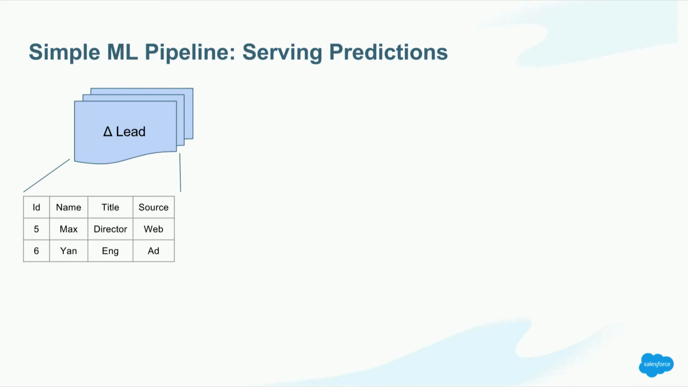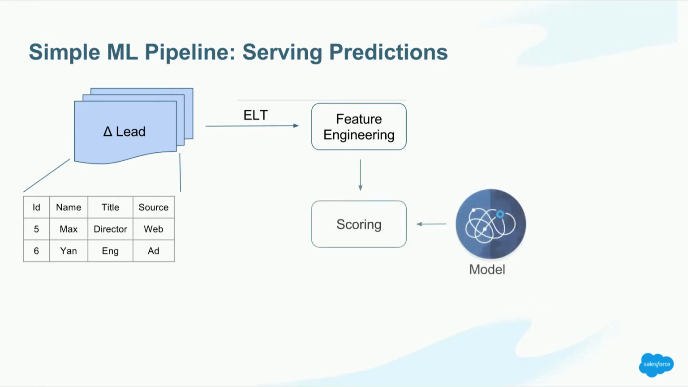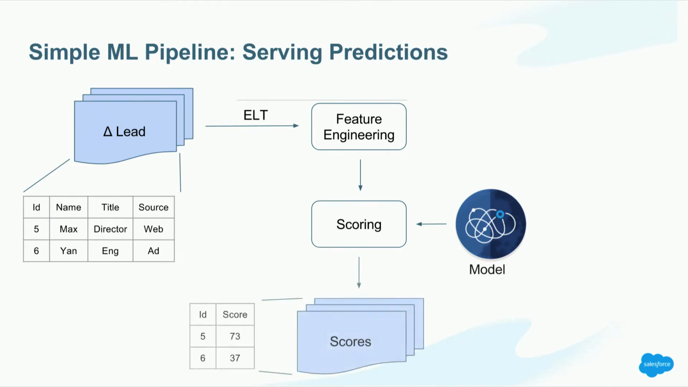Then, for our simple pipeline to serve predictions, let's say we get changes from our lead object. In this case, Max became a director, and Jan is a new lead that we get. We take this data through the same feature engineering step. This time we use the model to perform a scoring step on the data, and then we get some scores. These scores are indicators of maybe probability of conversion, or just normalized numbers to help the salespeople use them in their business flow to maybe prioritize the more likely leads or whatever.